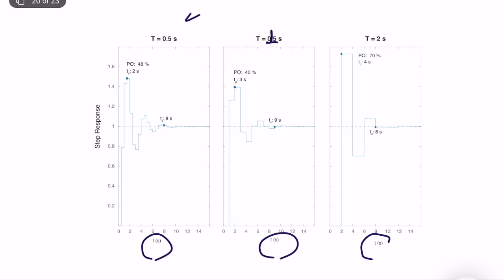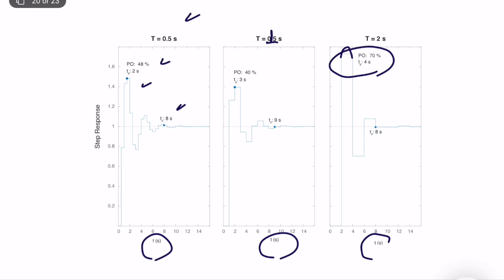So what are the important transient performance metrics? If you remember, settling time, peak time, percentage overshoot, and these are the important ones. We also have frequency of oscillations, but for now, just ignore that. In terms of overshoot, T equal to 2 seconds is 70%, which is really large, and the actual overshoot, if you look at the continuous time system, is even higher.